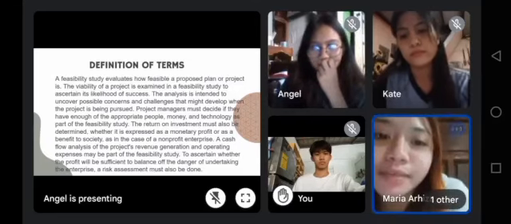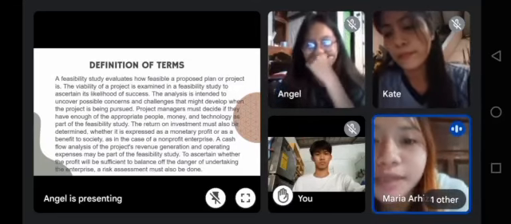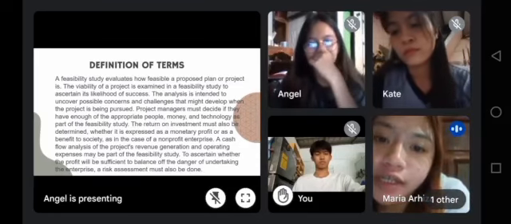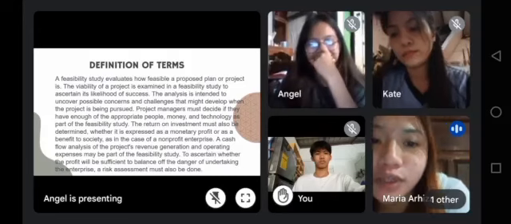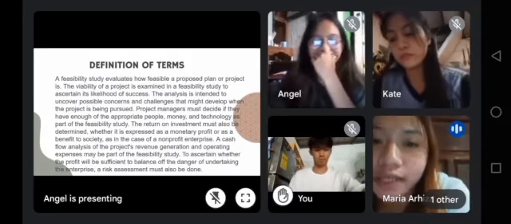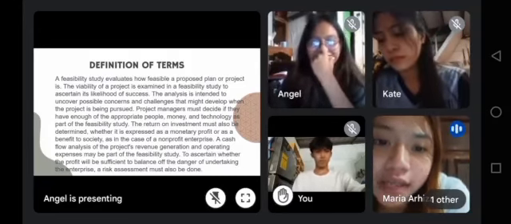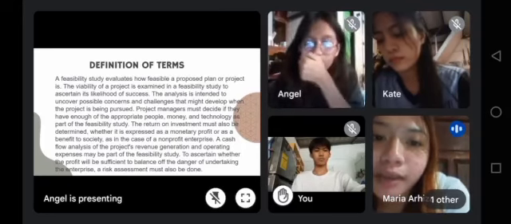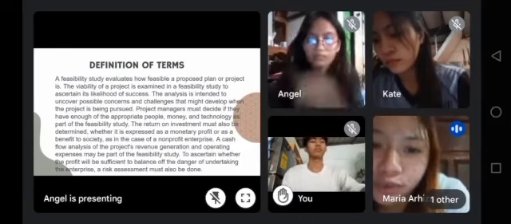Definition of terms. A feasibility study evaluates how feasible a proposed plan or project is. The viability of a project is examined in a feasibility study to ascertain its likelihood of success. The analysis is intended to uncover possible concerns and challenges that might develop when the project is being pursued.